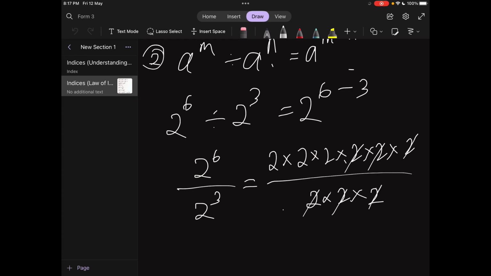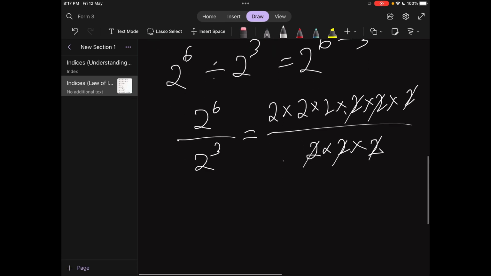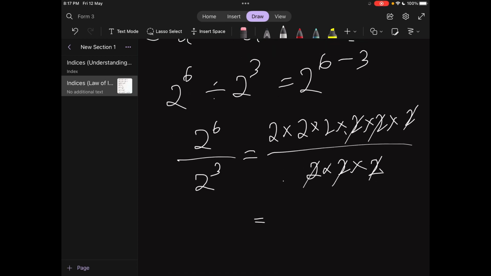Then we have 3 2's at the top. So 2 times 2 times 2. In index notation, it will be equivalent to 2 to the power of 3. If you look closely at the equation we got earlier, 2 to the power of 6 minus 3, it's also 2 to the power of 3. It's as simple as that.